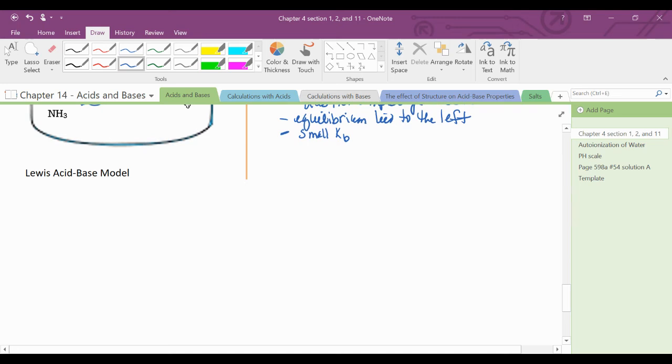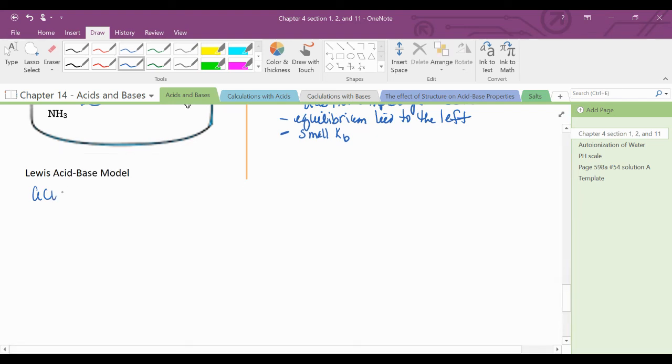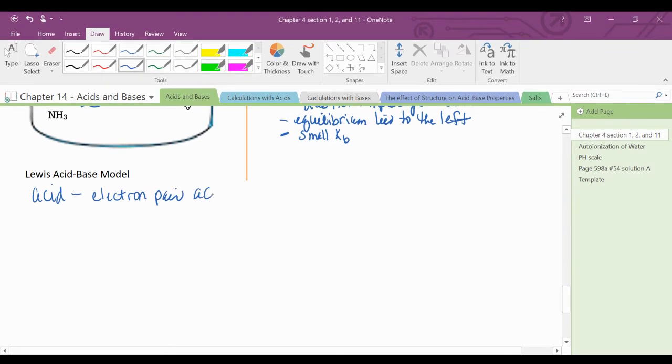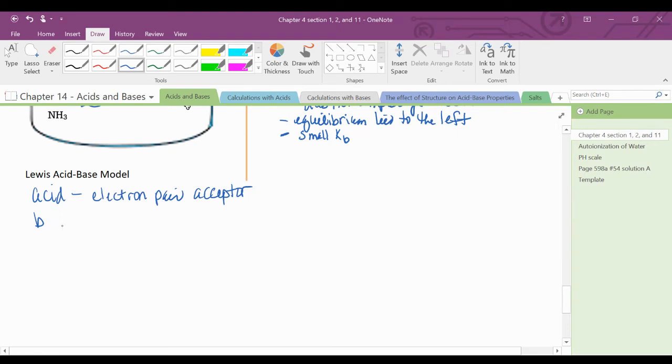Okay, so we've talked about the Arrhenius definition. We've talked about the Bronsted-Lowry definition. So there's one more acid-base definition we talk about, and that is the Lewis definition. So for something to be called a Lewis acid, its definition would be that it is an electron pair acceptor. And to be called a Lewis base, you have to be an electron pair donor.